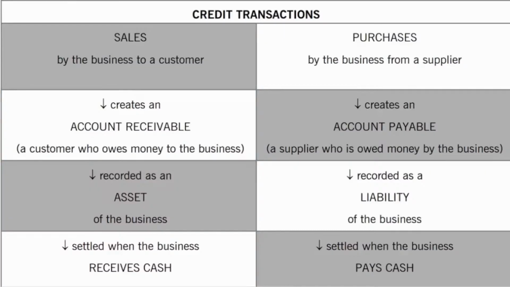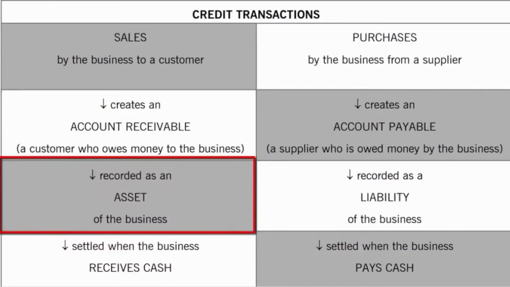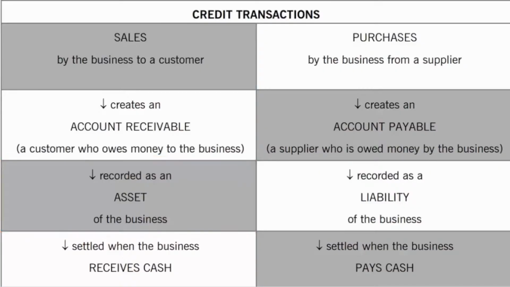3. How is it recorded? In accounting, accounts receivable is recorded as an asset. Why? Because it represents money that the business expects to receive in the future. It's something valuable that adds to the business's worth.